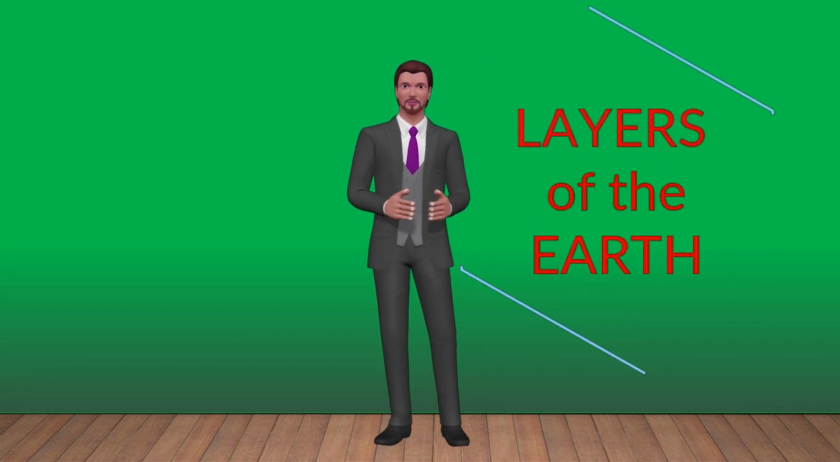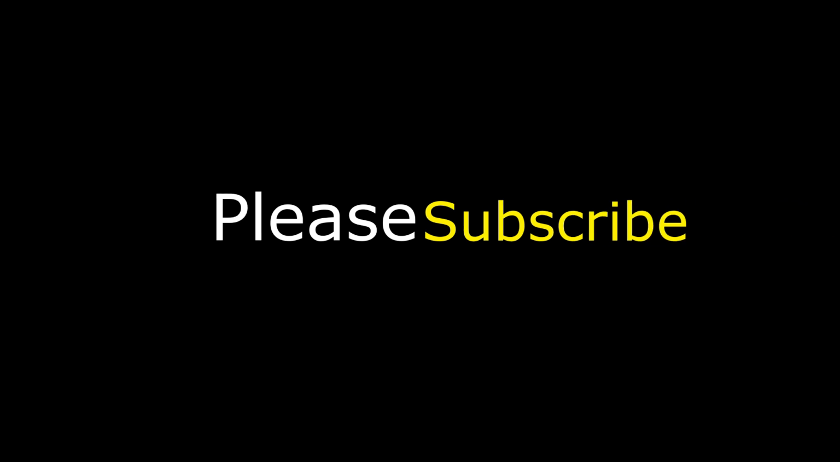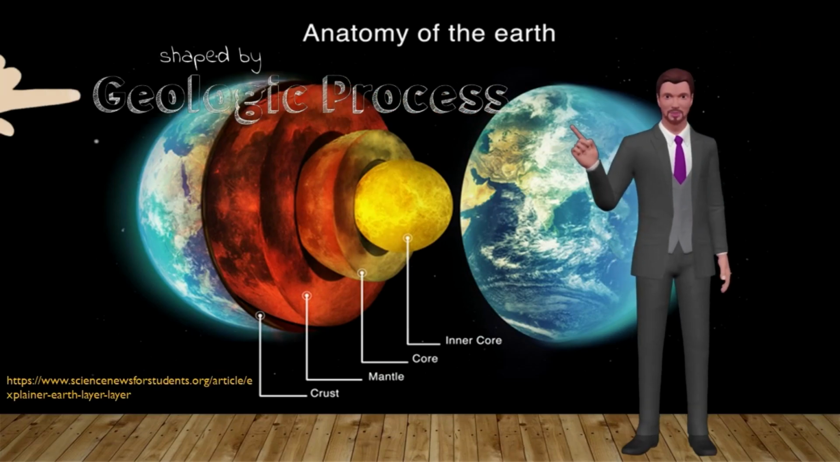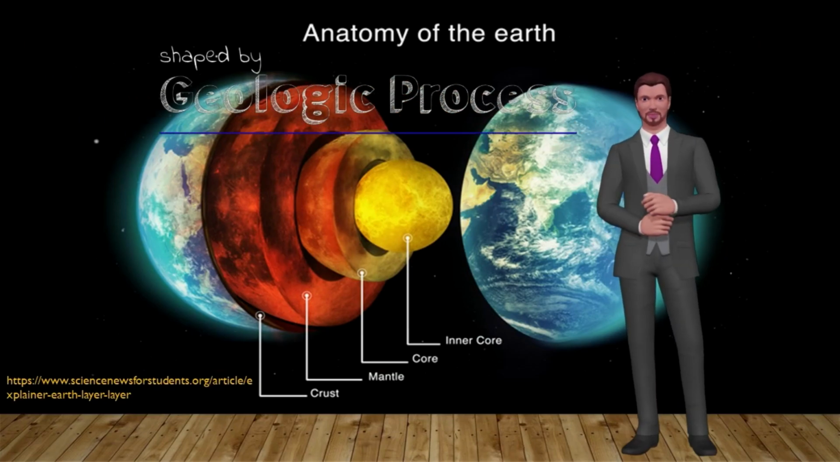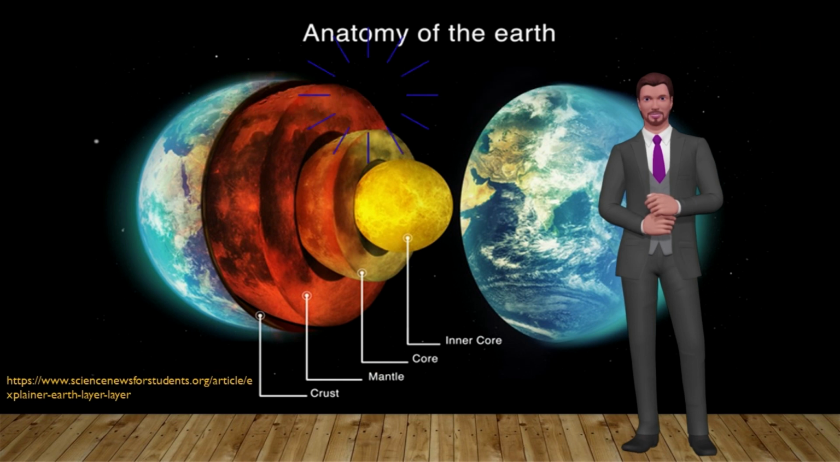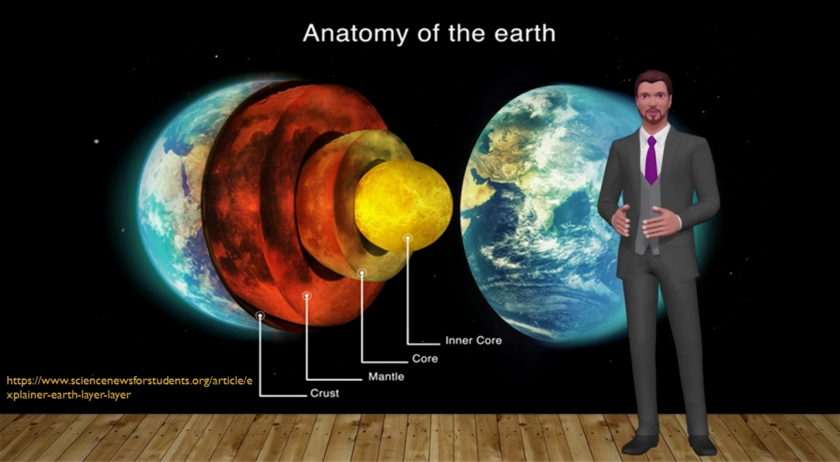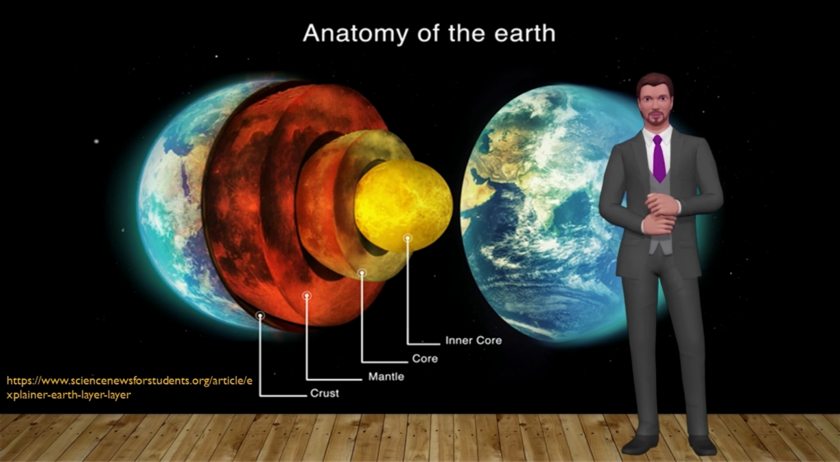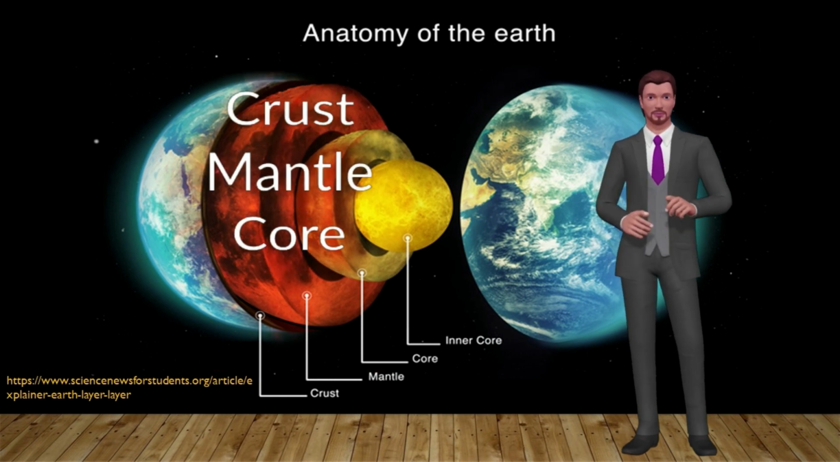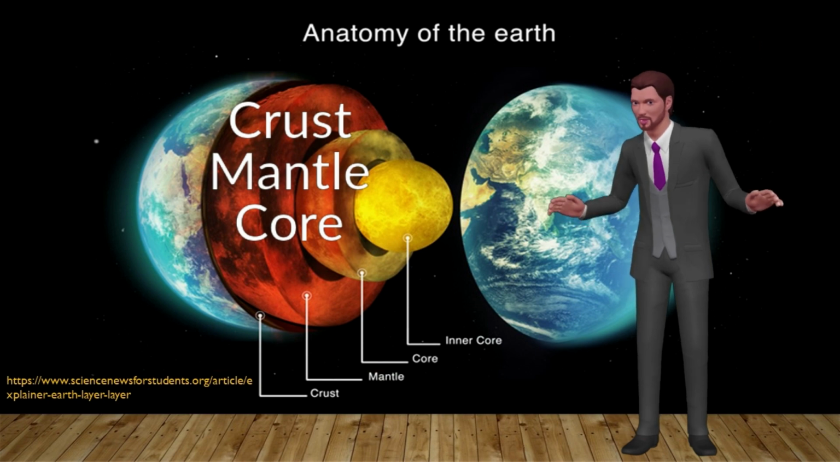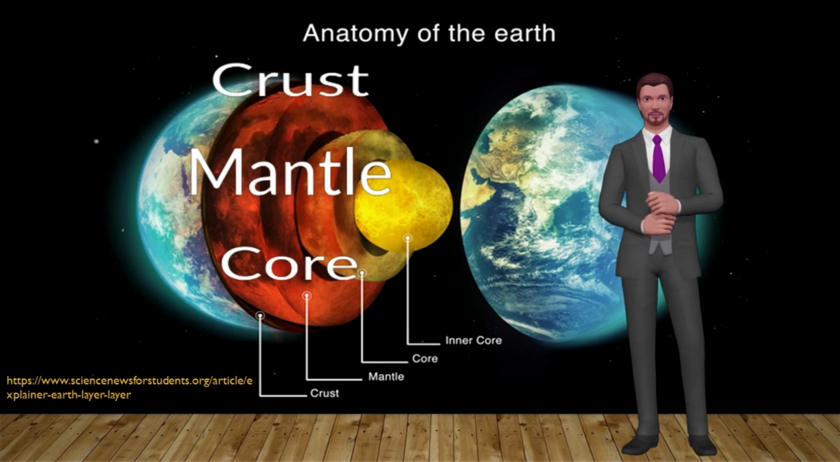I am Teacher William, and in this video, we are going to study the topic, layers of the Earth. Our planet Earth has many layers because it was shaped by the geologic process that began at the start of Earth's origin. The differences of each layer are based on the compositions that make them up. So here are the different layers of the Earth. We have the crust, the mantle, and the core. Let us explore this, one by one.